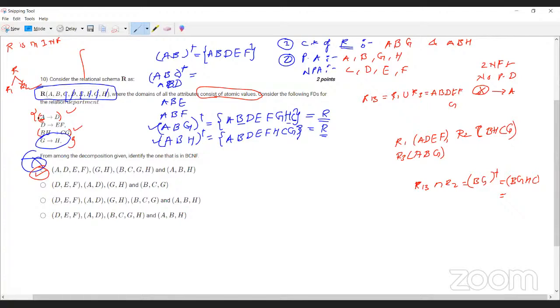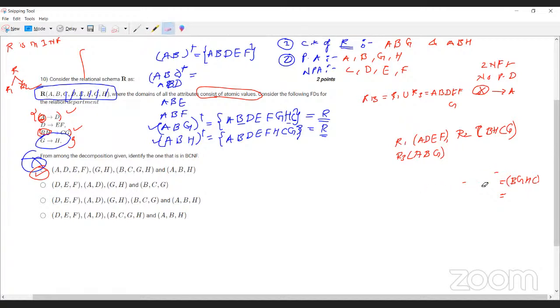Correct. I am simply taking the closure of the left-hand side attribute or set of attributes. Okay, the full closure. In this case, it just turns out to be ADEF. From AD we get DEF, and for BH it is CG, and from G it is H, right? So I have three relations now: ADEF, BHCG, and ABG.